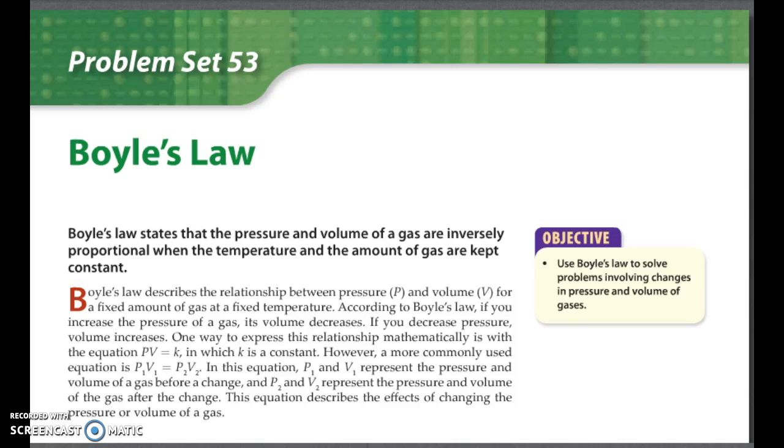In this equation, P1 and V1 represent the pressure and volume of the gas before the change, and P2, V2 represent the pressure and volume of a gas after a change. Sometimes you'll see Pi, Vi for initial, or Po, Vo for original, and then Pf, Vf for final. This equation describes the effects of changing the pressure or volume of a gas.